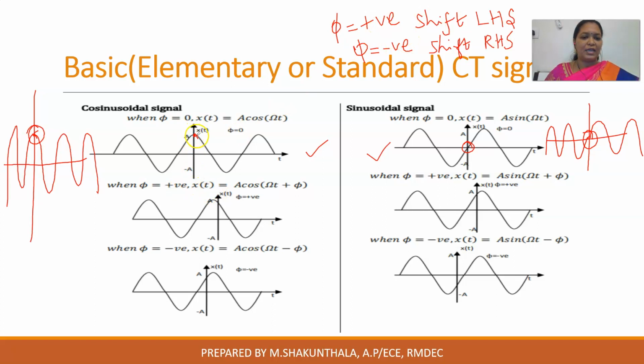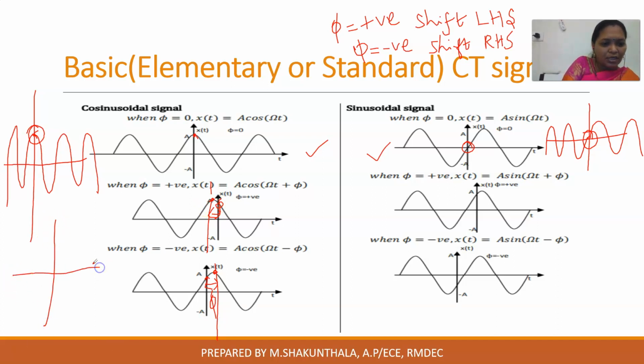From here, this duration is nothing but phi. Similarly, instead of starting from here, you are starting from here. So if phi equal to positive, left shift your signal and draw the waveform. For your understanding, I am just drawing here. Instead of starting here, you have to start here. That's all, just a left shift. So this shift is nothing but phi.